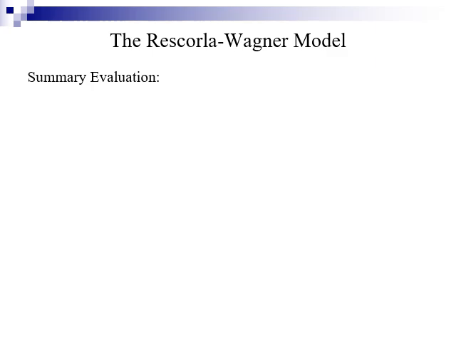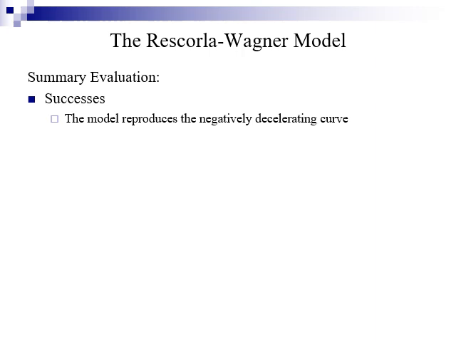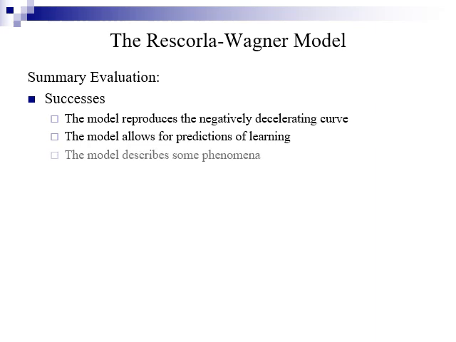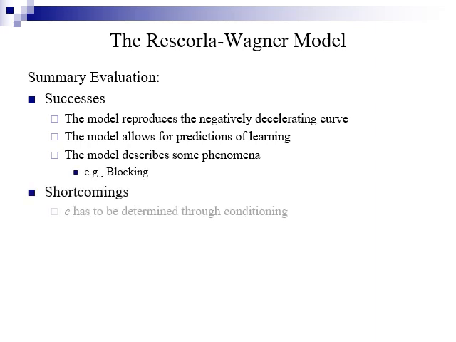So in summary, for the Rescorla-Wagner model, it has had a lot of successes. It can reproduce that negatively decelerating learning curve. It allows for one to predict learning. And it does a really good job of describing some of the Pavlovian phenomena that we've talked about, like blocking, for example. However, it does have some shortcomings.